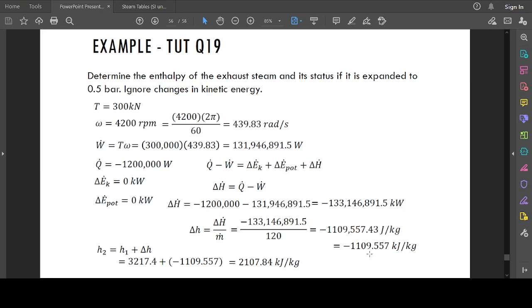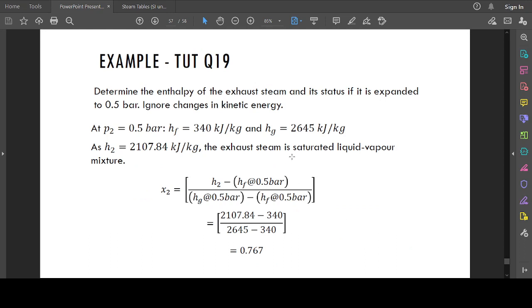From the steam table, we've already calculated the initial enthalpy, which is h1. Since we've calculated the change in enthalpy, we can add the initial enthalpy at the pressure of 38 to this change, and we can find the final enthalpy of the system. Now it asks us one more question: if there is an expansion of the exhaust steam to 0.5 bar, then what will be the new enthalpy of the system?